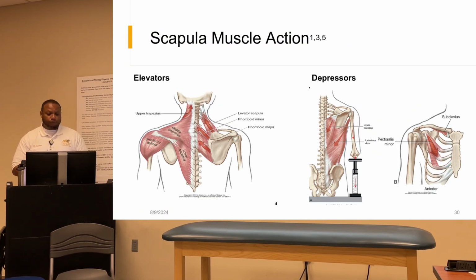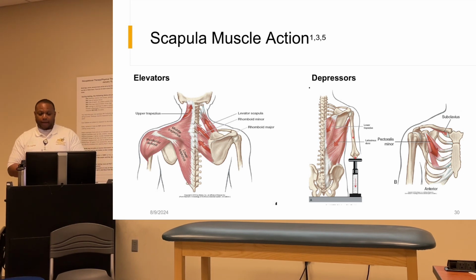And here's some visuals for those. So you see the levator scapulae muscle, you can see the upper trapezius muscle, and how they both act to elevate the scapula. And then you can go on the other side and look at the visuals, and you can see the latissimus dorsi muscle, the lower trapezius muscle, and also the pectoralis minor, and how they can depress the scapula.